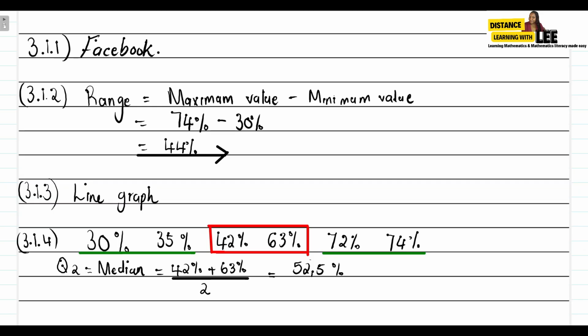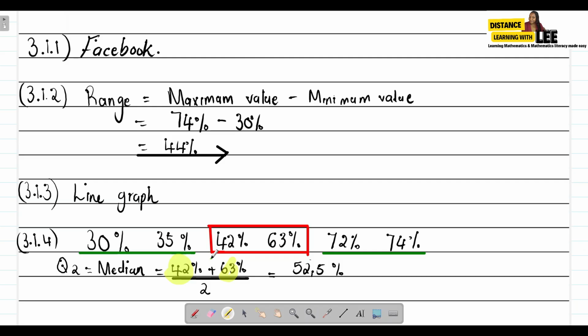52.5%. If you put in 42% plus 63% divided by 2 as percentages, you will get 0.525. But remember, your answer needs to be in percentage form, so you'll still need to multiply by 100. The smart way of doing this is taking 42 plus 63, dividing it by 2, and whatever value you get tells you it's supposed to be in percentage form.